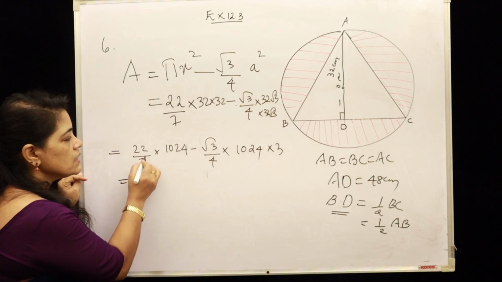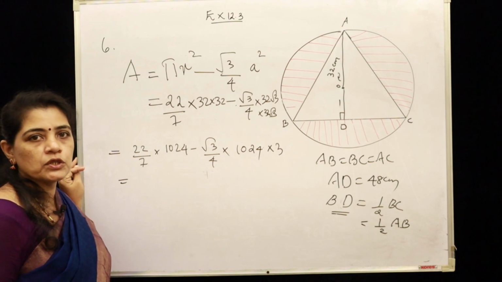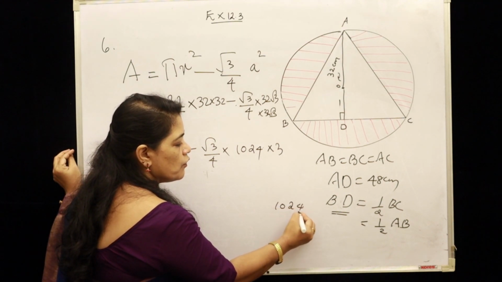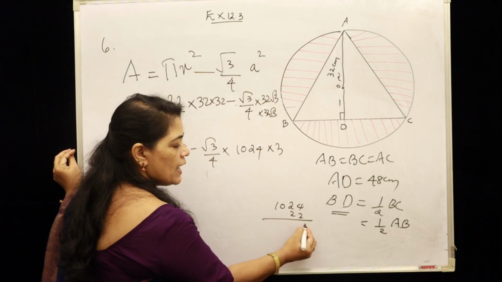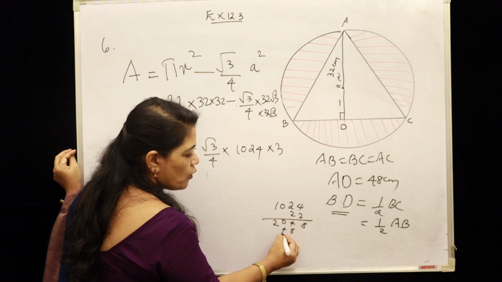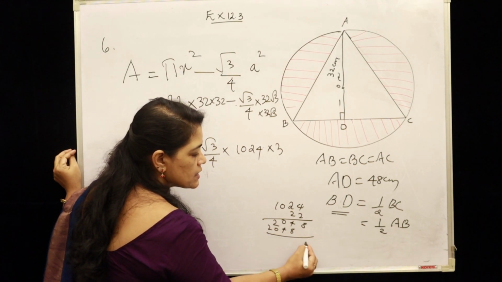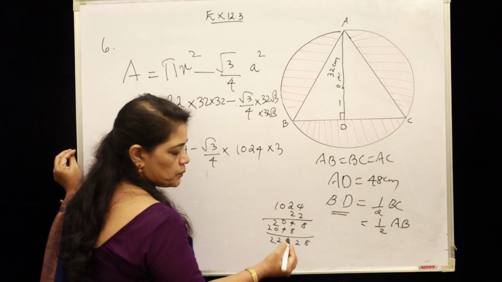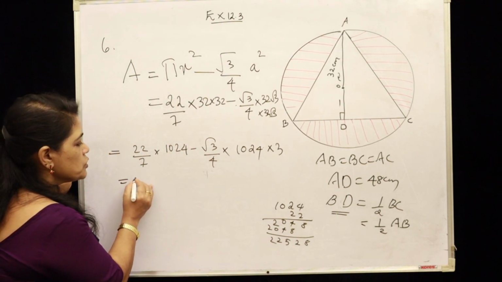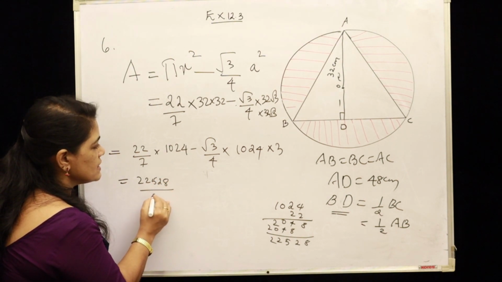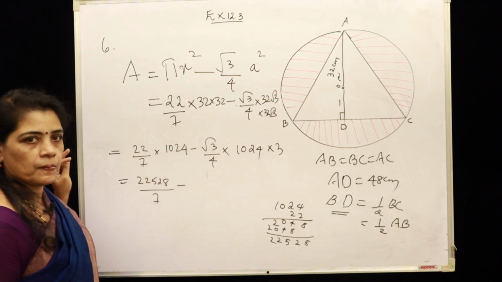That means the 22 into 1024. That multiplication I am doing here. 1024 into 22, that is 22528 divided by 7 minus.